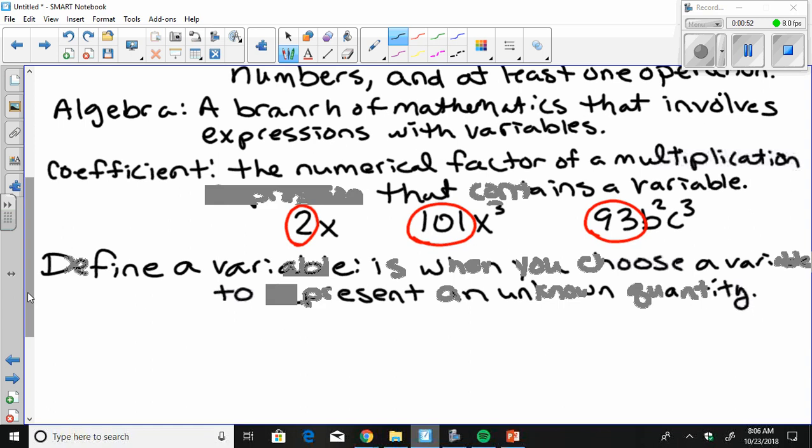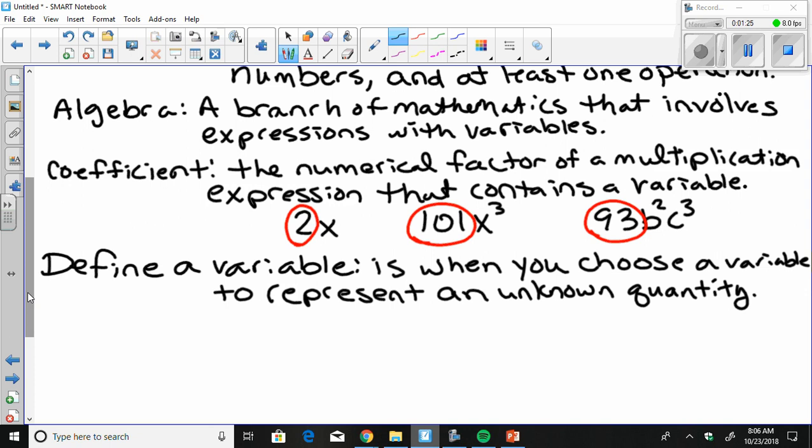Coefficient is the numerical factor of a multiplication expression that contains a variable. For instance, 2 times x, the coefficient is 2, the variable is x. 101x cubed, the coefficient is 101, the variable is x cubed. 93b squared c to the third, your coefficient is 93, while your b squared c to the third is your variable.